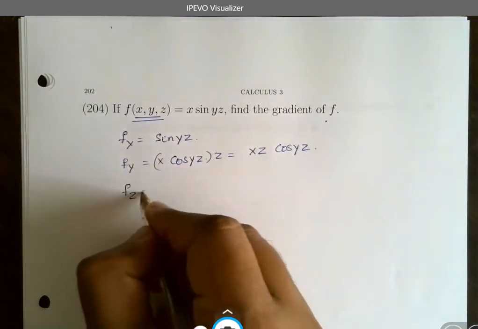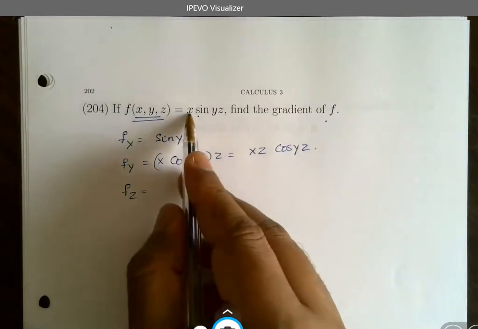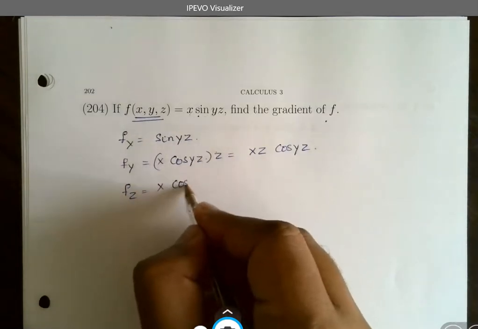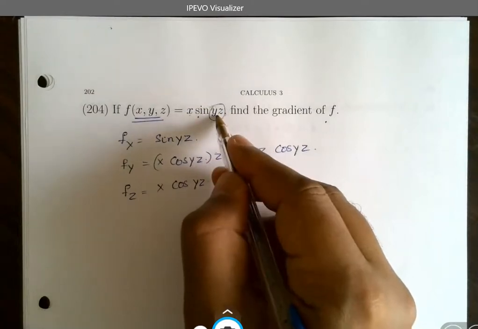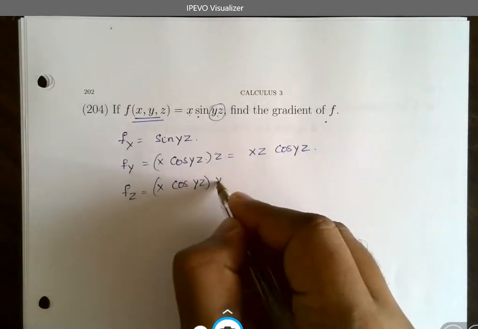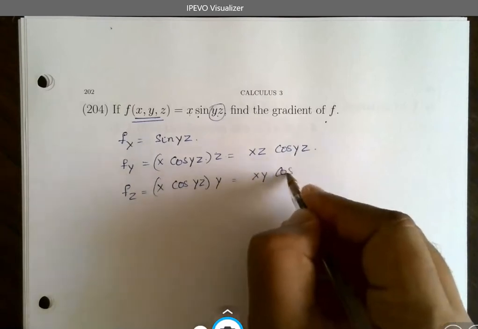Now fz is going to be, you want to differentiate this with respect to z. So x is treated as constant, so that steps out. So you get x. Derivative of sine is cosine yz. And you're going to chain rule. So you're going to differentiate yz with respect to z, and when you differentiate that, you get y. Now don't distribute y to the z. That's totally wrong. So you get xy cosine yz.